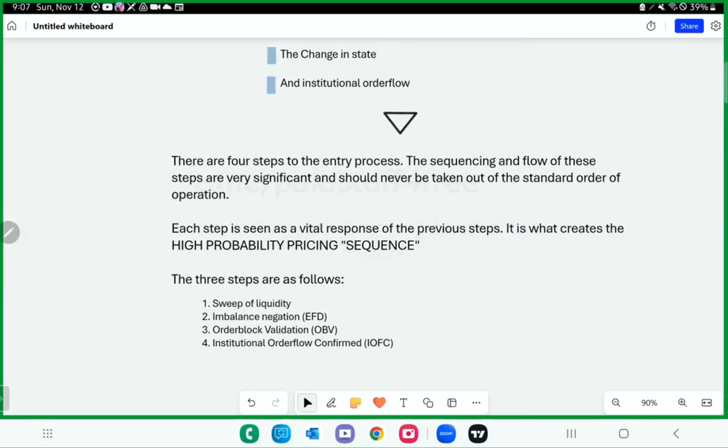Very first step is the sweep of liquidity. The next step is seeing the imbalance negated. From there, we want to see the order block validated. And then step 4 is institutional order flow confirmed.